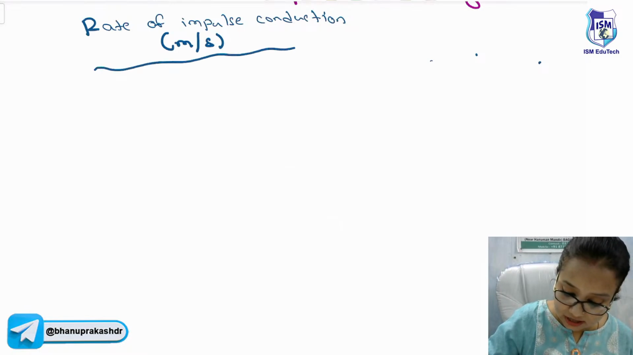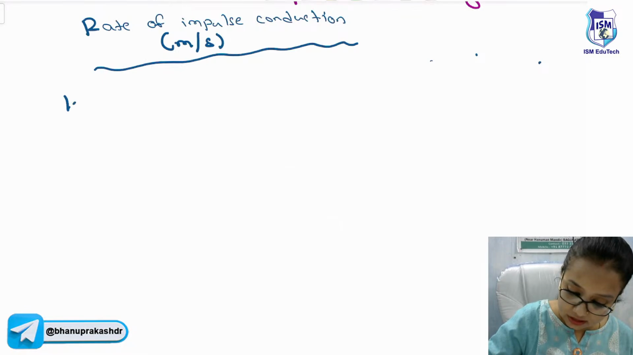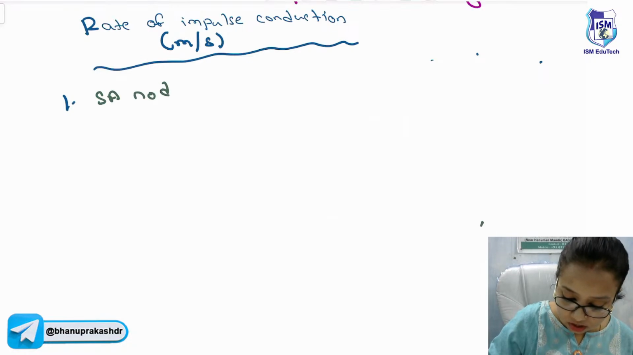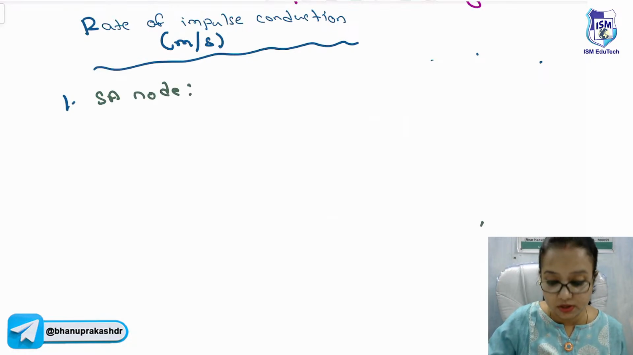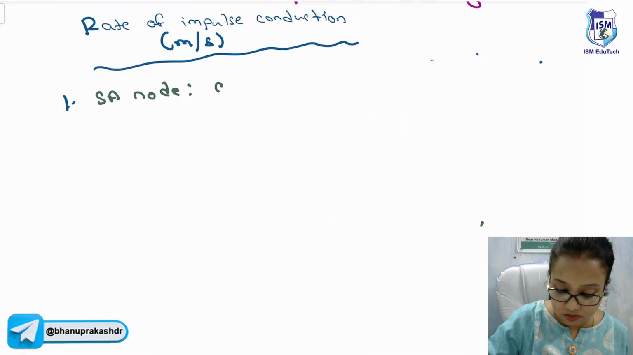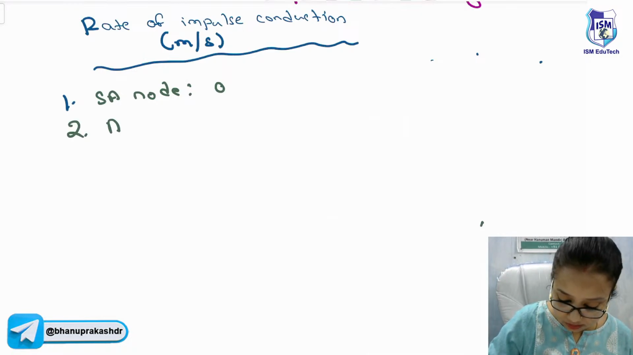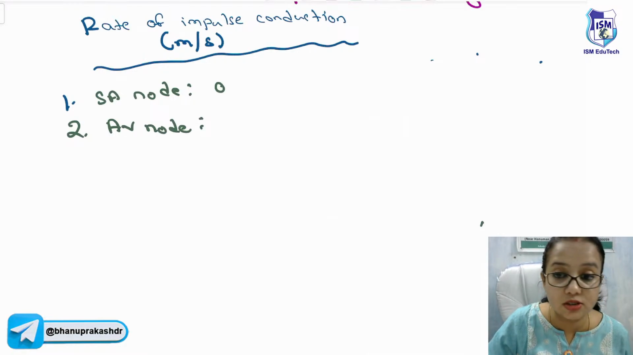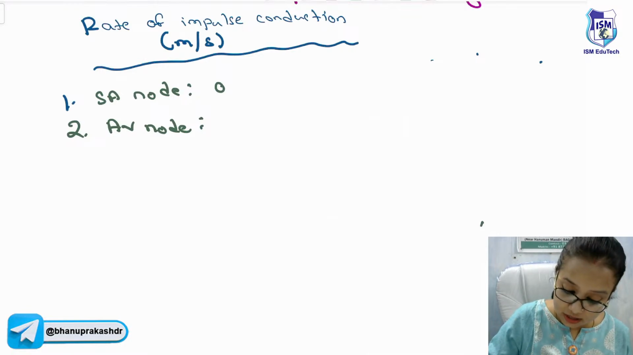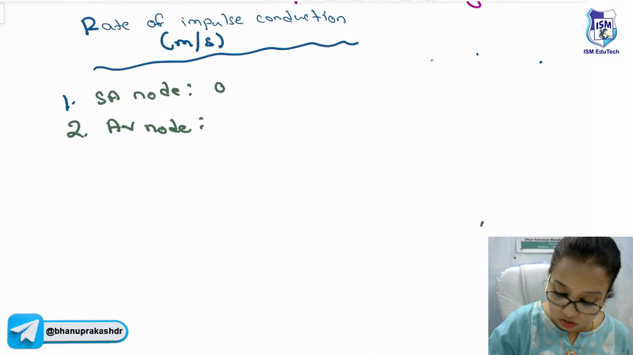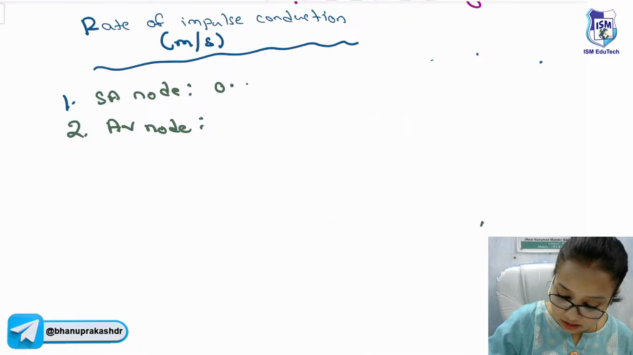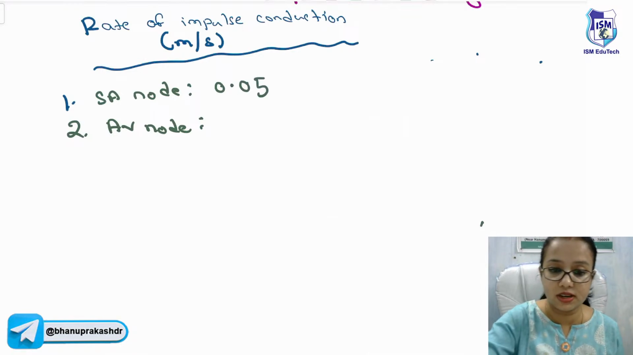If we write it, then first is the SA node. So SA node, it is a generator of impulse. It is not conducting, the speed is 0. Okay. Second is the AV node. Okay. Now, within the SA node, the speed is 0. But when it has to come from SA node to AV node, it is 0.05. It is very, very fast.